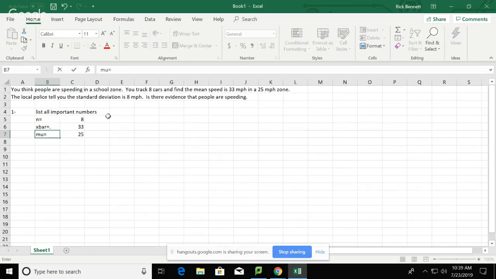Okay, it's mu. Why is it mu? Because it goes for the entire population. Yeah, the population is supposed to go 25. They're not going 25 maybe, but they're supposed to go there or less, right?